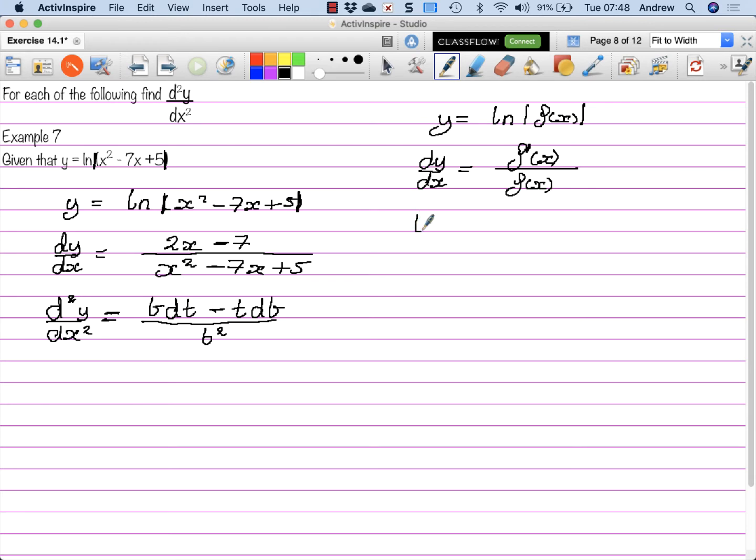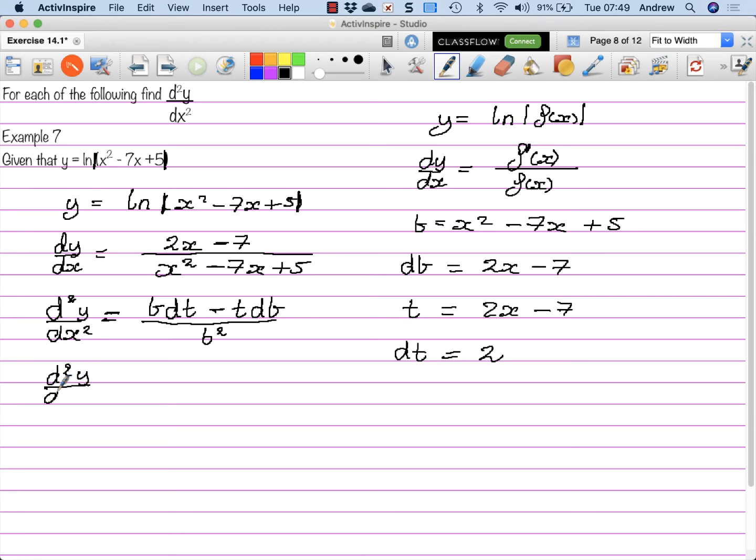What is the bottom? Well, the bottom is x squared minus 7x plus 5. I'm now going to differentiate the bottom. The differential of the bottom is going to be 2x minus 7. Now I'm going to write the top. The top is 2x minus 7, and I'm going to differentiate the top, and the answer is 2. Now I'm going to apply it to the problem.